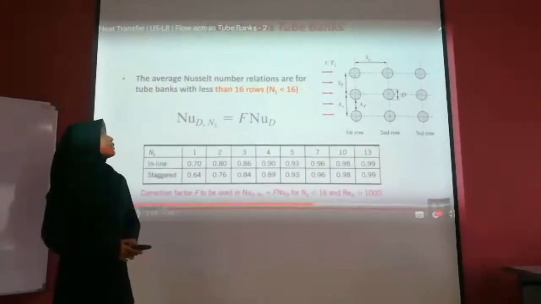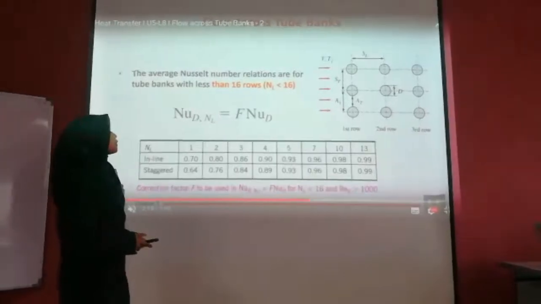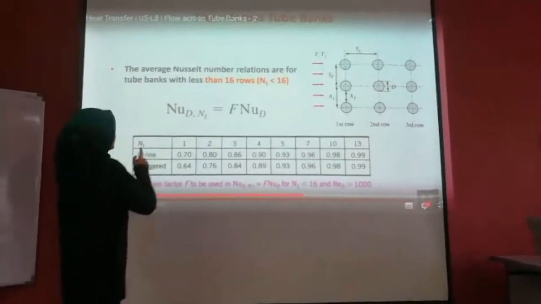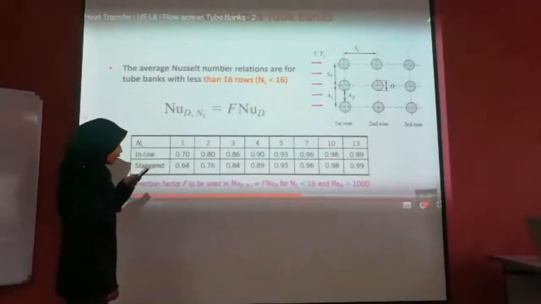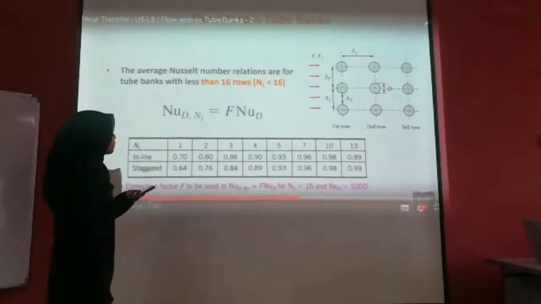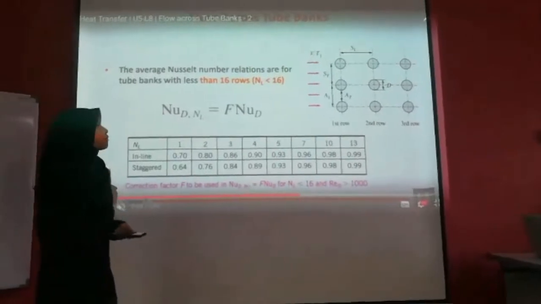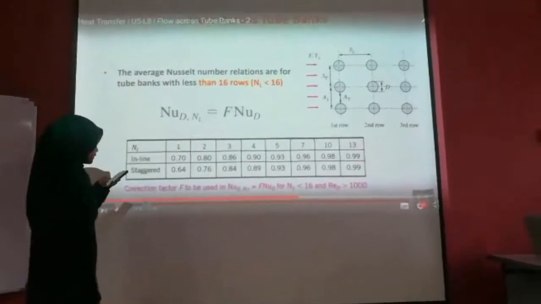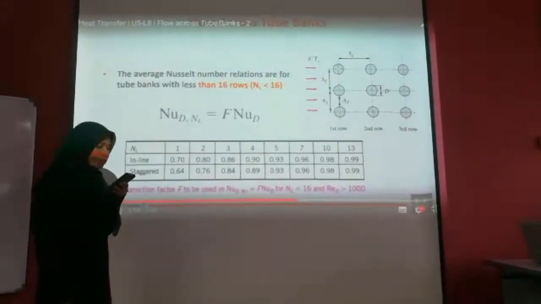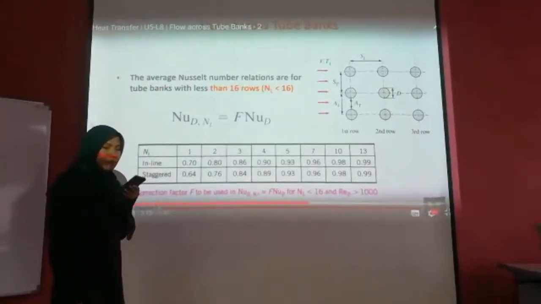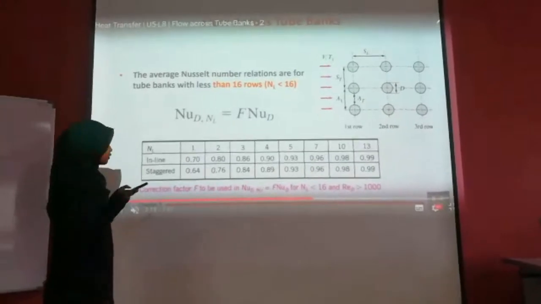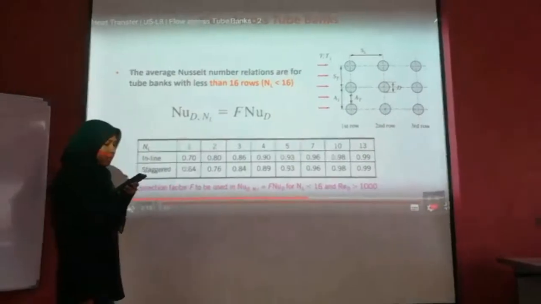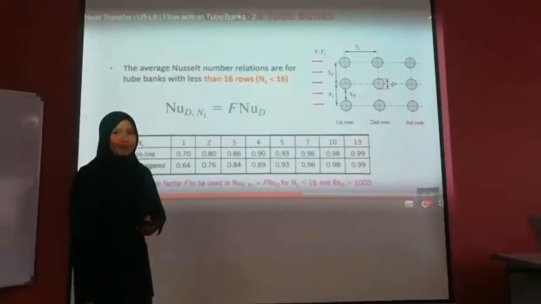The average Nusselt number relation for tube banks with less than 16 rows can be used with this equation, where Nusselt number is equal to F times Nusselt number, where F is the correction factor whose values are given in Table 7.3. For Reynolds number more than 1000, the correction factor is independent of Reynolds number.